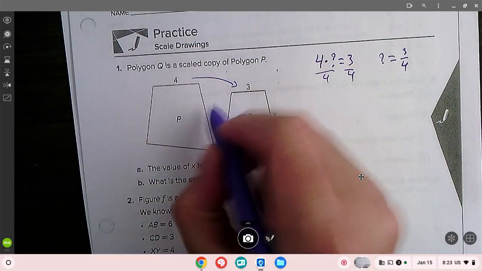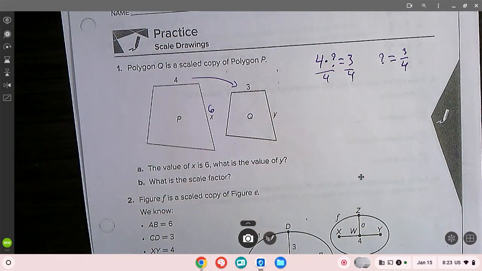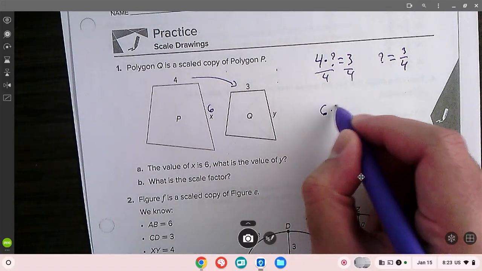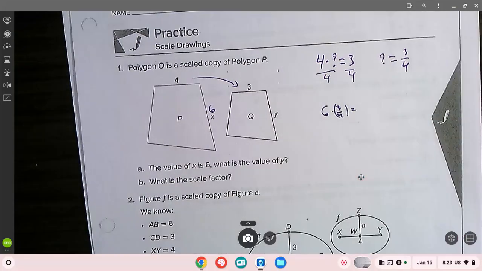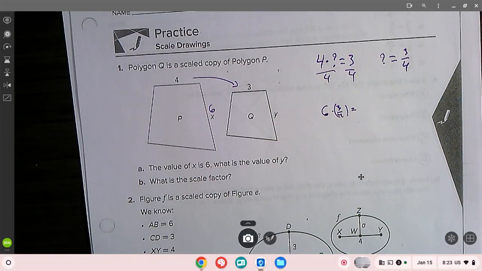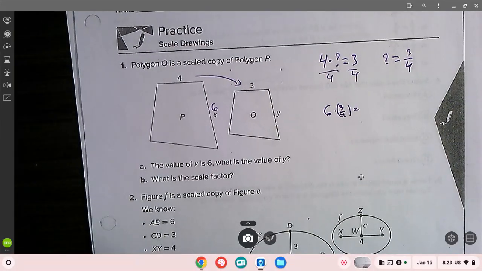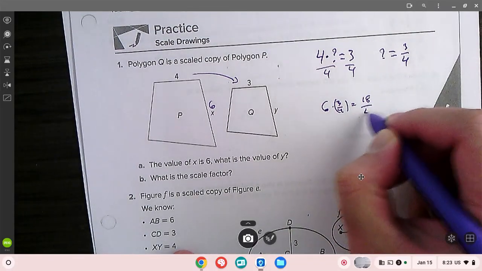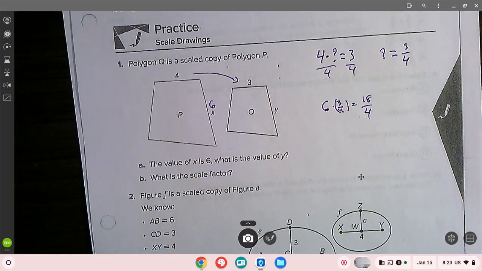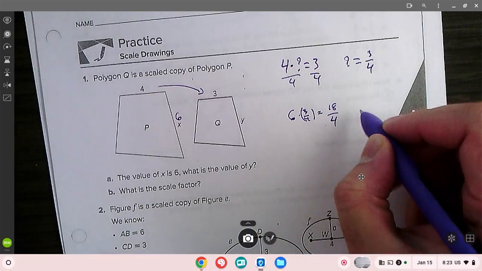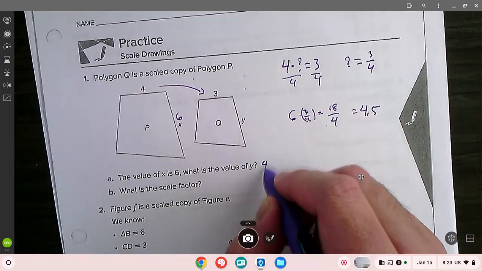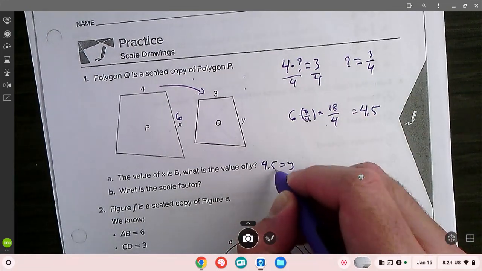Okay, so if X is equal to 6, what is Y going to be equal to? You just multiply 6 by 0.75, so you multiply 6 times 3/4. 6 times 3 is 18. 18 divided by 4 is not a whole number, so it'd be 18 over 4. It's about 4.5. So Y would be equal to 4.5.